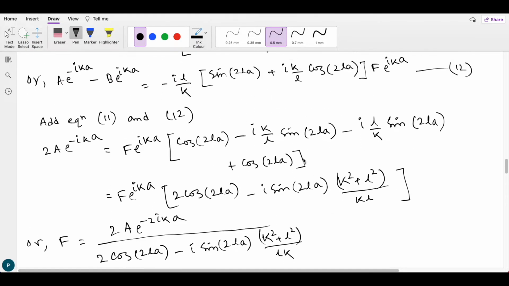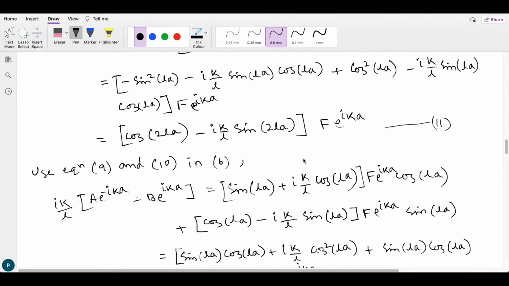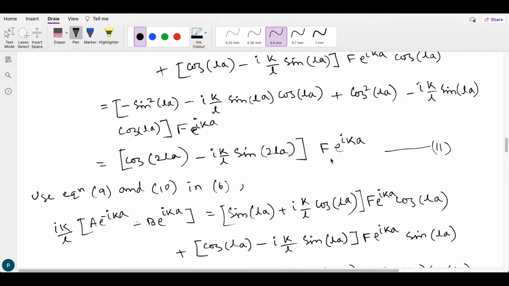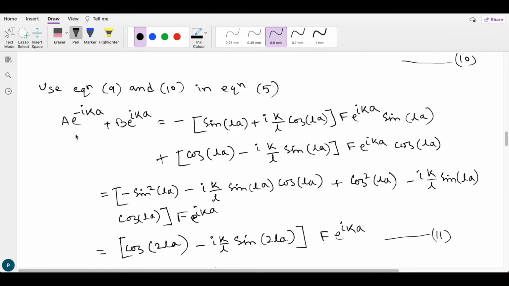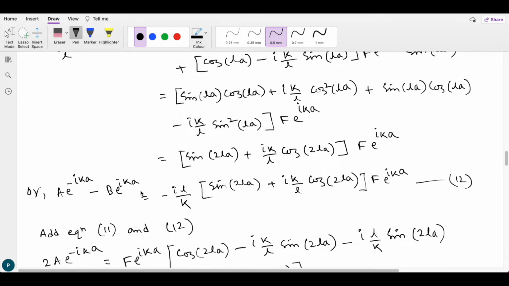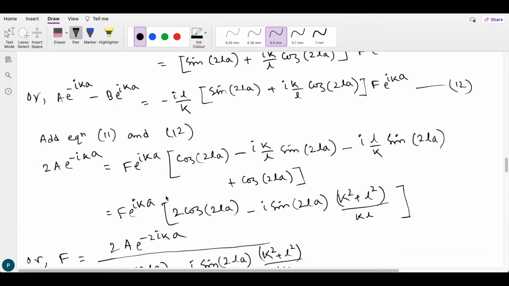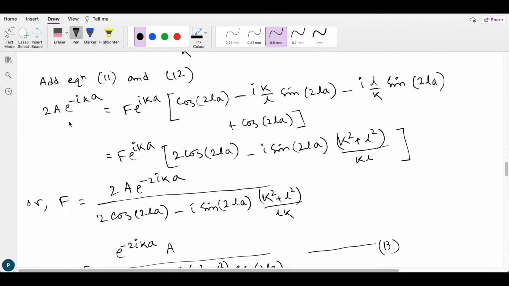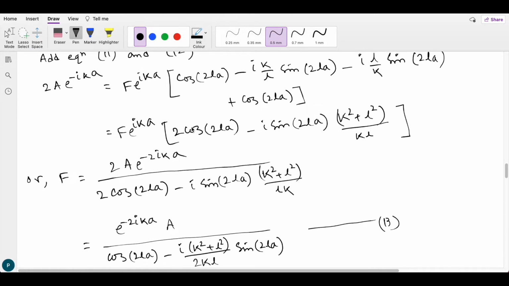And now we can add equations 11 and 12. This is equation 11, and the left hand side of equation 11 is this term, and this is equation 12. So if we add them, we get 2A e to the power minus ika on the left hand side and this term on the right hand side. Again, after simplification, we get F e to the power ika times 2 cos 2la minus i sin 2la into (k squared plus l squared) by kl.